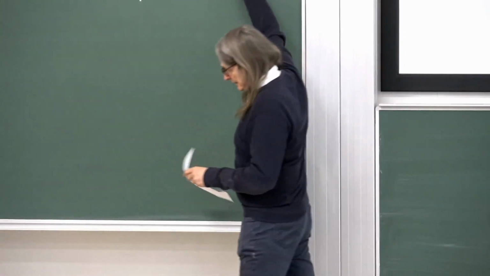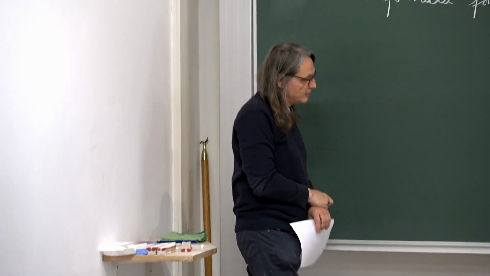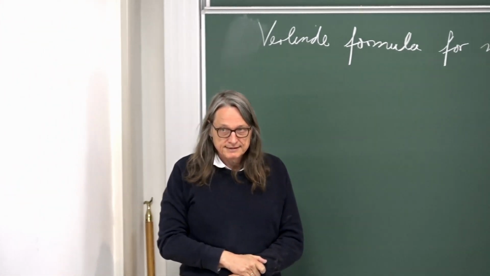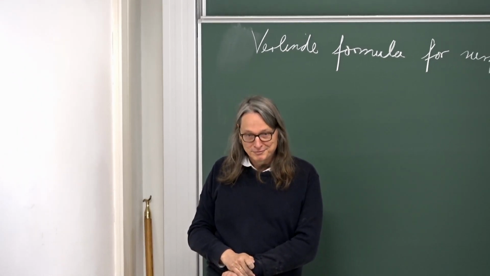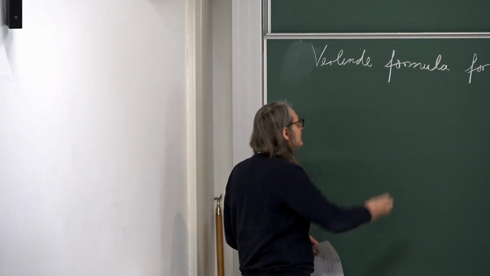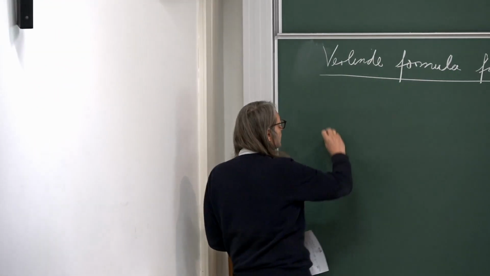But okay, so I wanted to talk about some kind of version of the Verlinde formula for surfaces, but I should say I'm talking about a conjecture. I'm not going to prove a theorem. So let me introduce what I'm talking about.